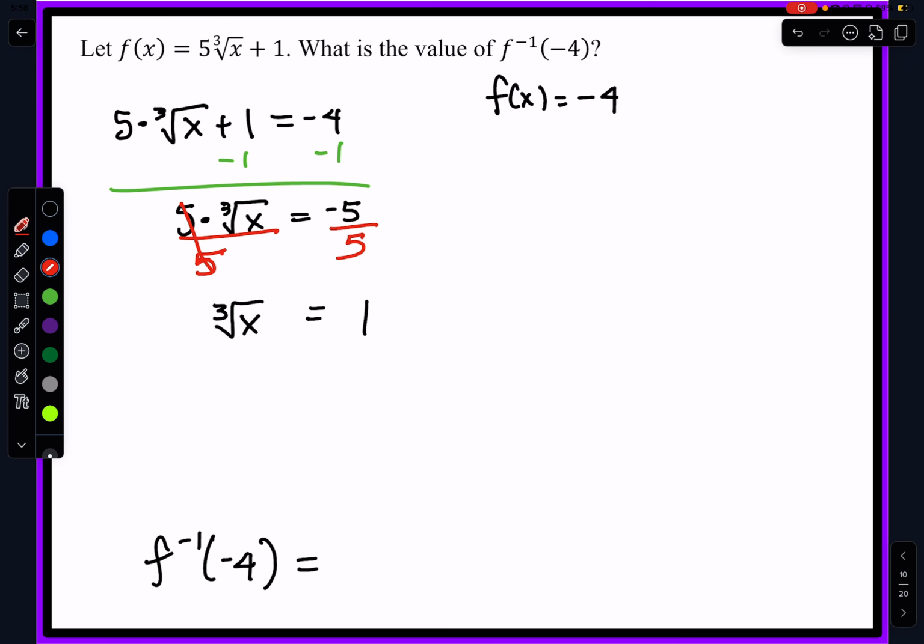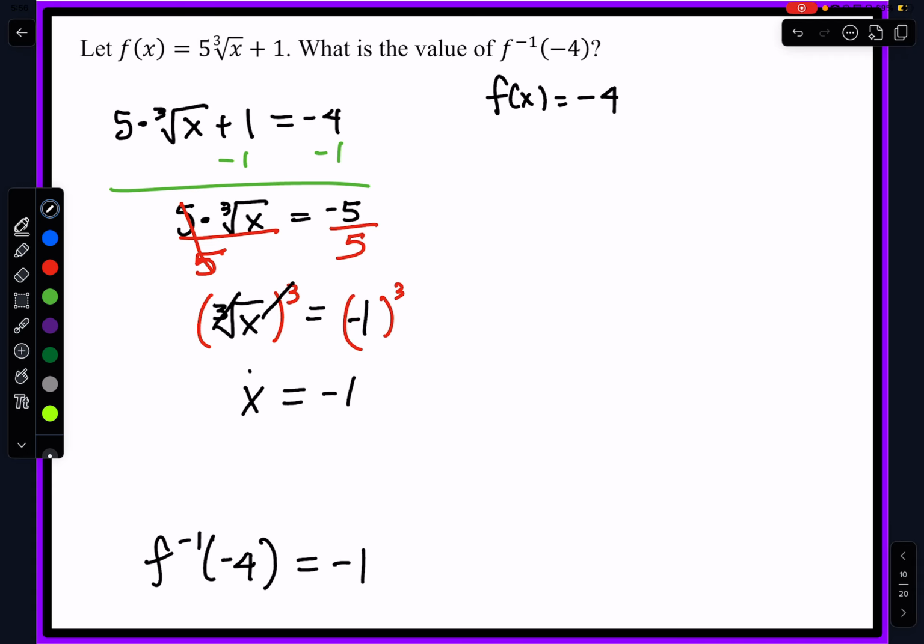To get rid of the cube root, we need to use the reciprocal power, which is 3. This is a -1, and we're going to raise both sides to the third power. So that's going to cancel out, and we're going to end up only with x on the left side. And -1 to the third power equals -1. So this right here is going to be your answer.